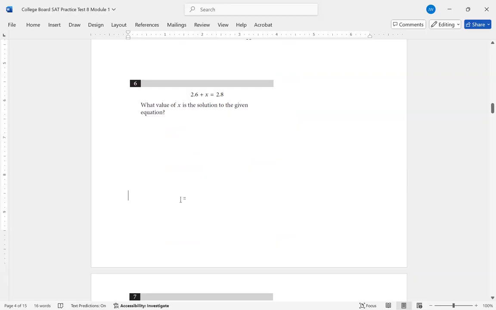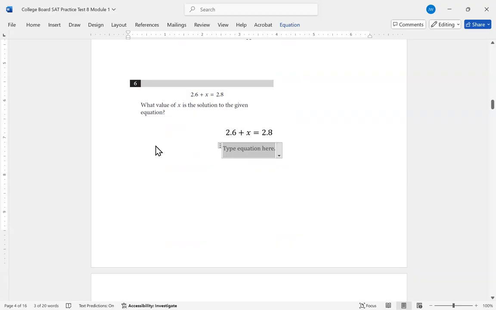Question 6. What value of x is the solution to the given equation? All we're going to do is take this equation, 2.6 plus x is equal to 2.8, and I would subtract 2.6 from both sides. When you subtract 2.6 from the left, you just get x. When you subtract 2.6 from the right, you get 0.2.